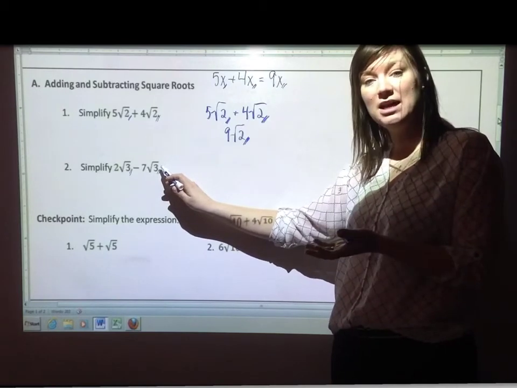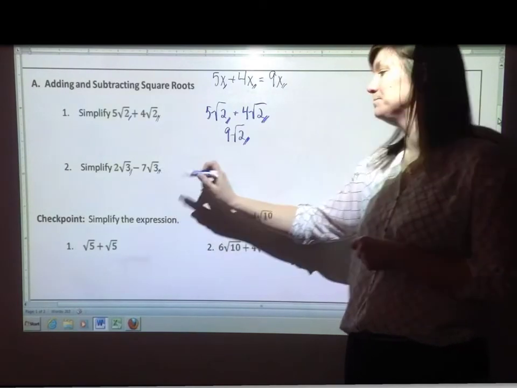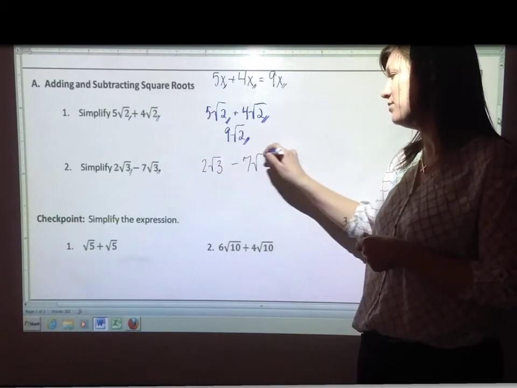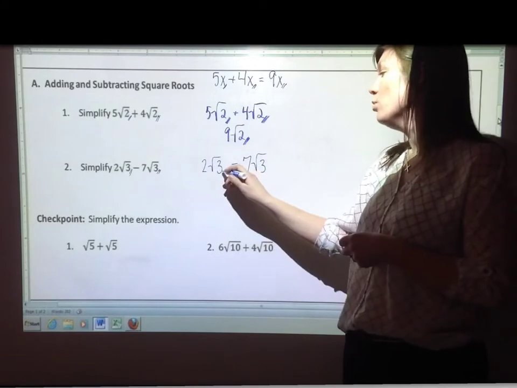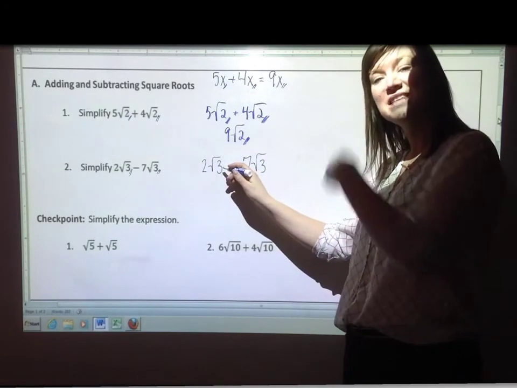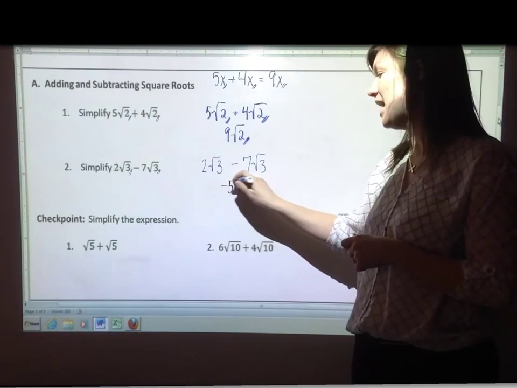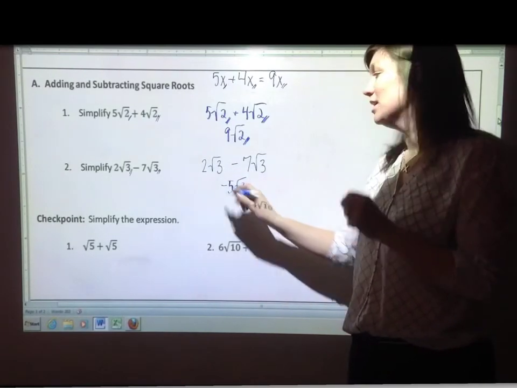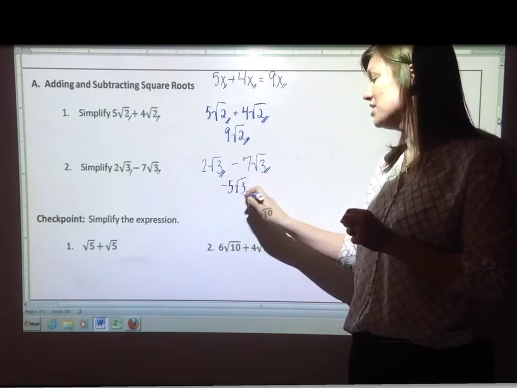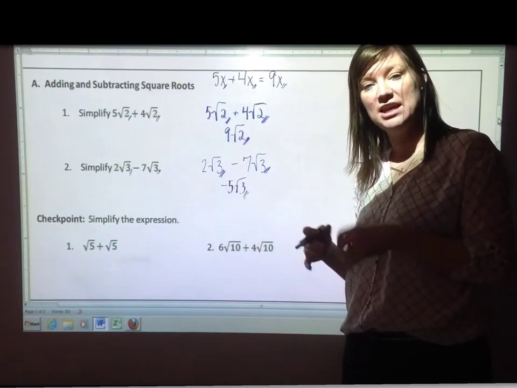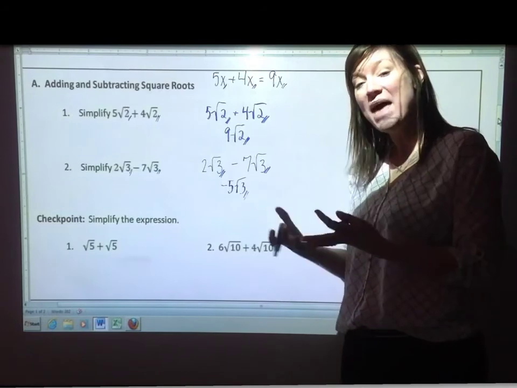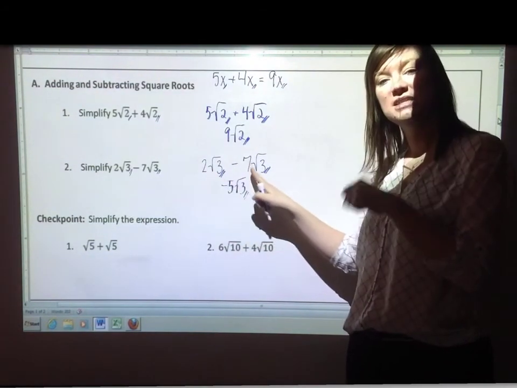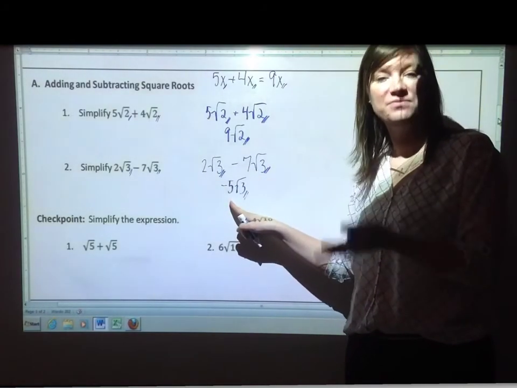And because they're like, we're allowed to add them and subtract them. So we have 2 radical 3's, and we're taking 7 radical 3's away. So we have 2, we're taking 7, so we're left with negative 5. We're left with negative 5 radical 3's. Remember, the radical part does not change when we're adding or subtracting. We're just regrouping on how many of these radical parts we have. So 2 radical 3 minus 7 radical 3 leaves me negative 5 radical 3's.